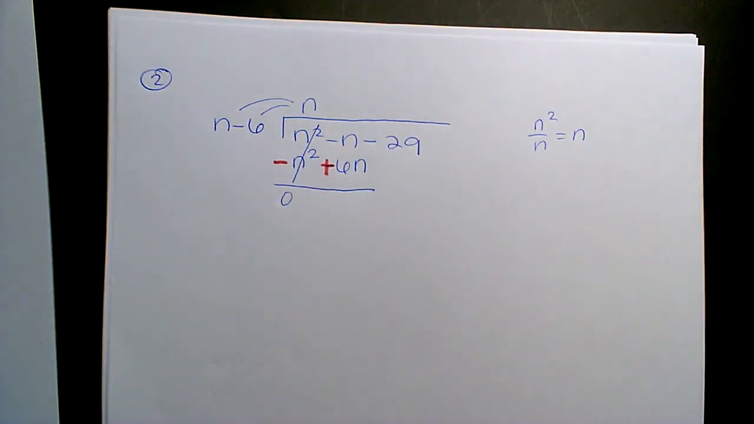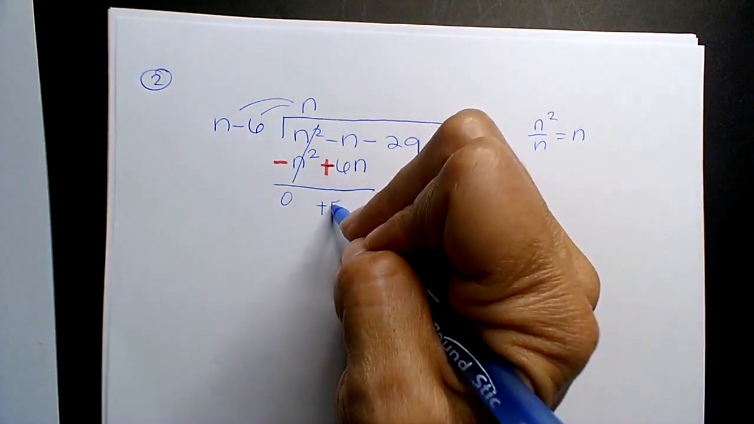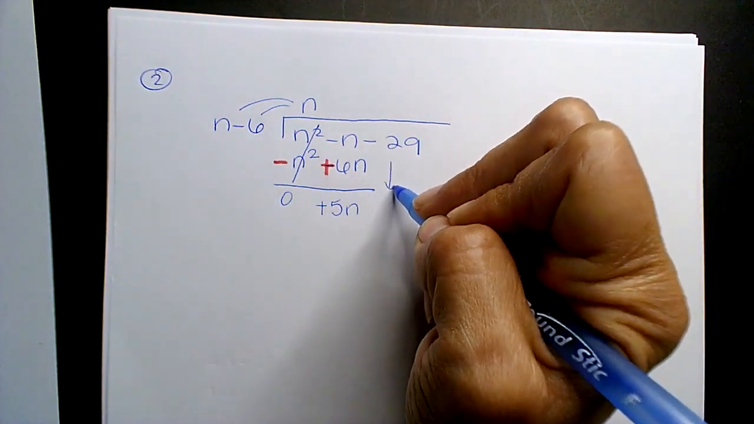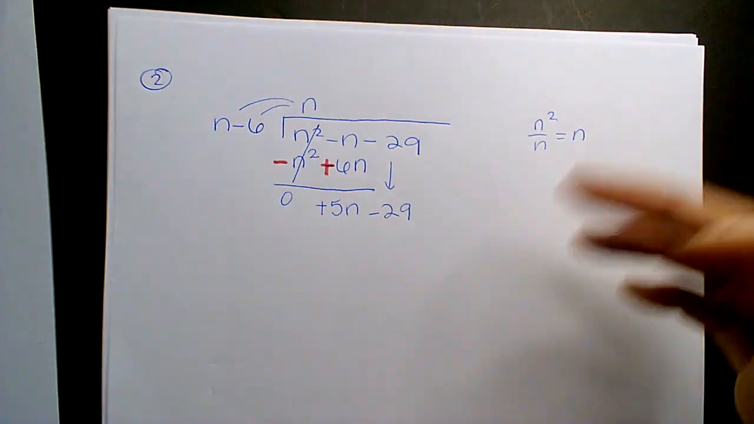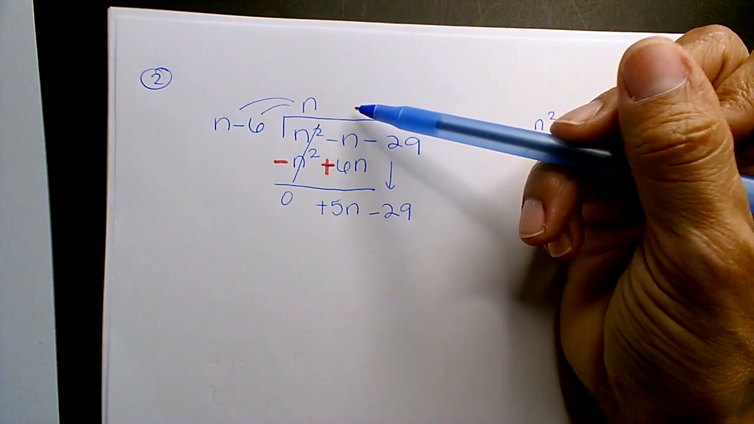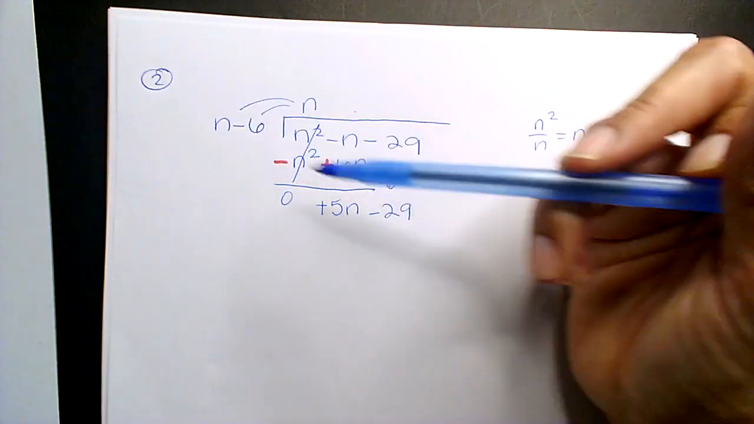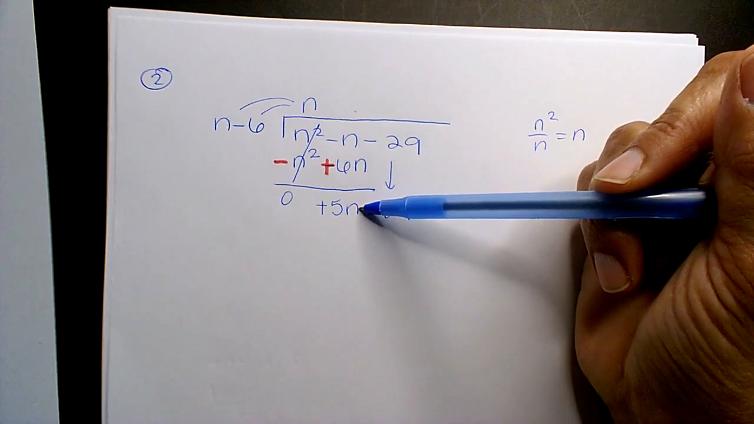You solved it correctly. What's negative n plus 6n? 5. And bring down the negative 29, and now you restart. Take that 5n. What do you have to add to your quotient? That'll multiply to one n, that'll create a 5n.